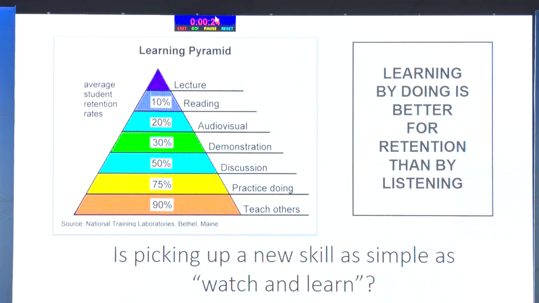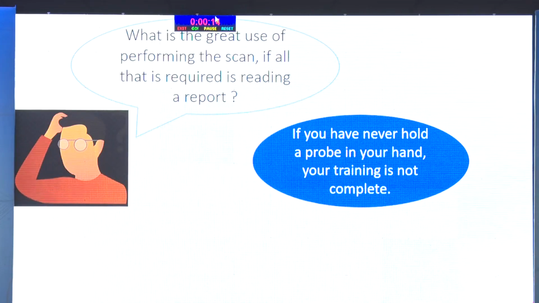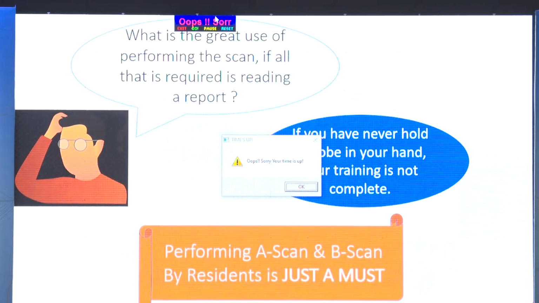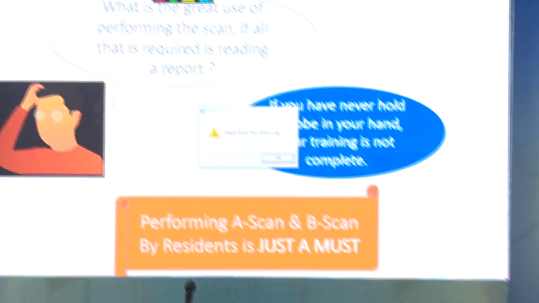In the learning pyramid, you can also see that learning by doing is better for retention than listening. Speaking of a new skill, is it as simple as watch and learn? Definitely not. Your students have to do it themselves. So what is the great use of performing A scan if all that is required is reading a report? We have to know that ultrasound machines are not magic boxes where you can sit a patient in front of it and the correct recording will come. If you have never held a probe in your hand, your training is not complete. So in my opinion, performing A scan and B scan by residents is just a must. So we have to go with it. Thank you.